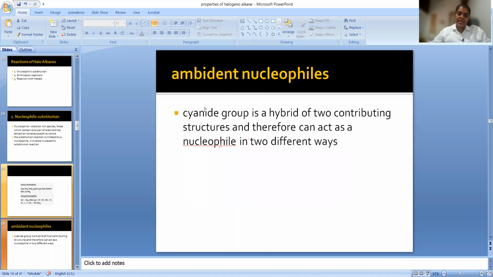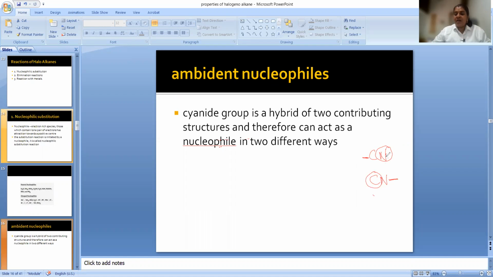Now, what is an ambident nucleophile? Very important thing. An ambident nucleophile means it has two points, for example, the cyanide group. It's a hybrid of two contributing structures and therefore can act as a nucleophile in two different ways. CN is a cyanide, right? So the CN can bond through this carbon during a substitution reaction, or nitrogen also can bond. It has the capacity to bond with nitrogen and carbon.